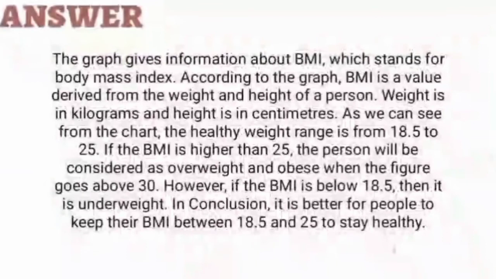The graph gives information about BMI, which stands for Body Mass Index. According to the graph, BMI is a value derived from the weight and height of a person. Weight is in kilograms and height is in centimeters. As we can see from the chart, the healthy weight range is from 18.5 to 25. If the BMI is higher than 25, the person will be considered as overweight and obese when the figure goes above 30. However, if the BMI is below 18.5, then it is underweight. In conclusion, it is better for people to keep their BMI between 18.5 and 25 to stay healthy.